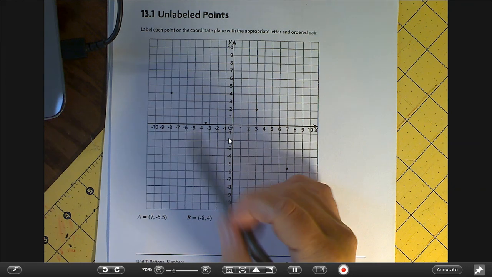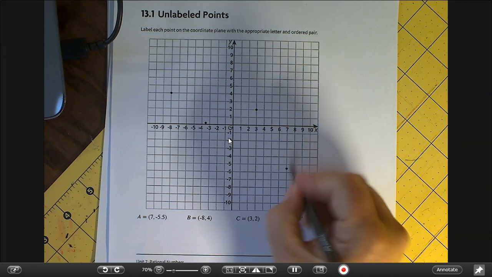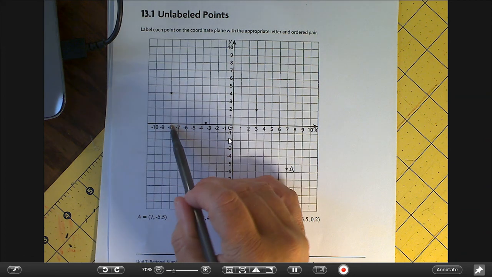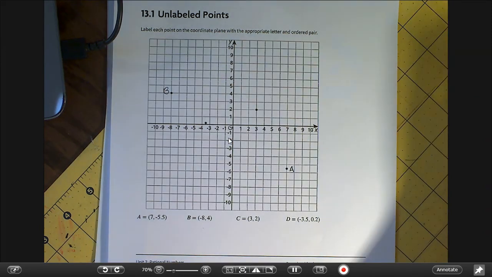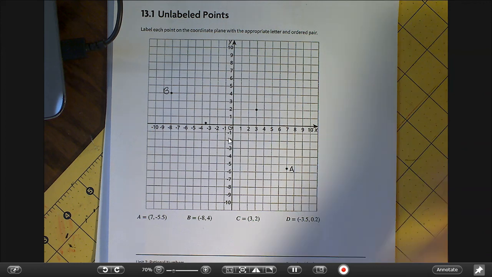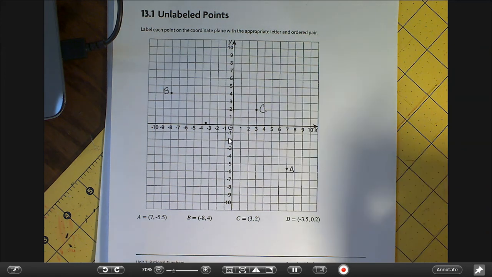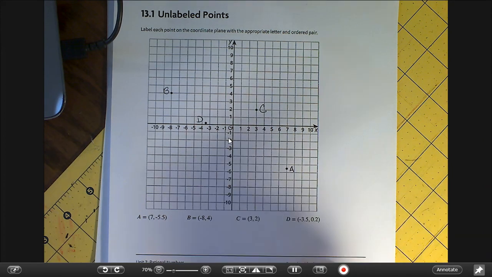So it says A is 7 and negative 5.5, so that's going to be this one. B is negative 8 and a positive 4, that's going to be this one. And C is a positive 3, positive 2, that's going to be this one. And D is negative 3.5 and positive 0.2, that's going to be this one here. All right, let's move on to 13.2.